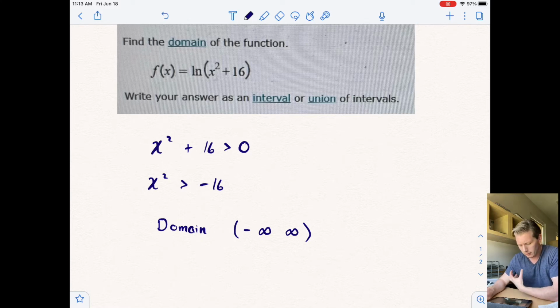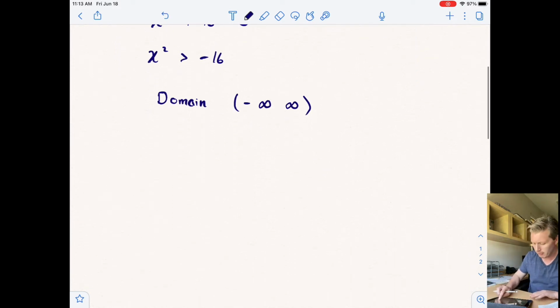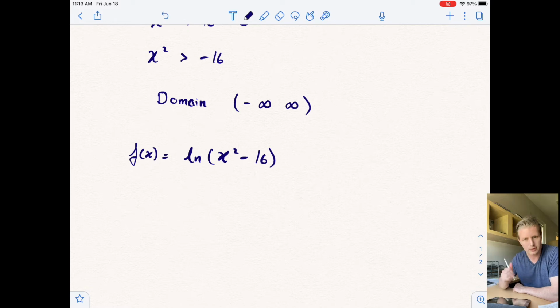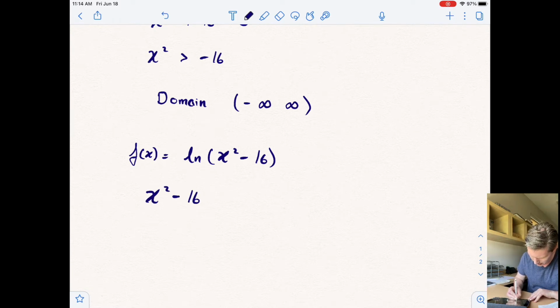Just by way of contrast, if my function had been f of x equals ln of x squared minus 16, and I were asked to find the domain, it would be quite different. Again, we go through the same argument: the argument of the function, x squared minus 16, must be greater than 0.